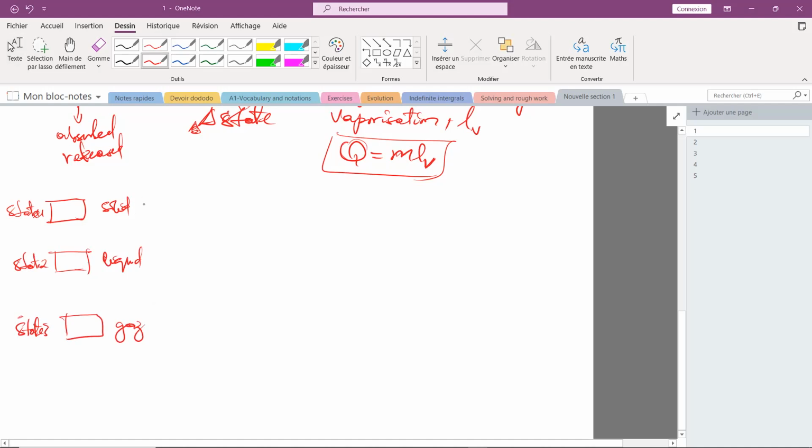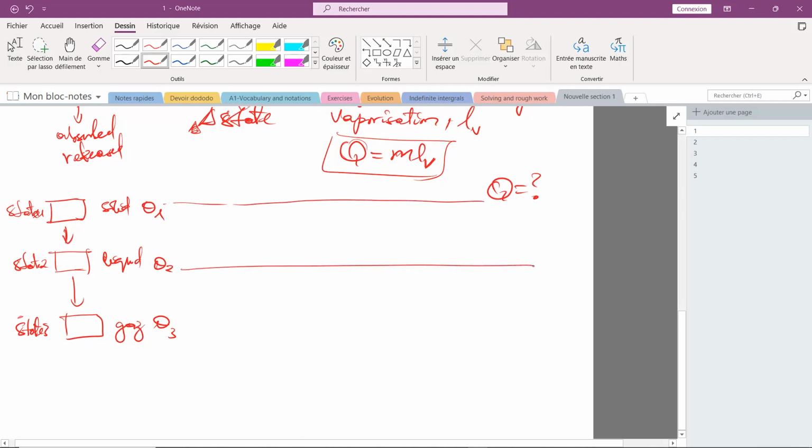This state is at theta 1, this state is at theta 2, and this state is at theta 3. Now, our aim is to calculate the energy as the substance leaves this solid state into the gaseous state. Let me draw a line. Our aim: what is the energy required to convert this substance from state 1 to state 3? Let me draw a line here like this, and like this. Okay, let's first analyze this first phase.